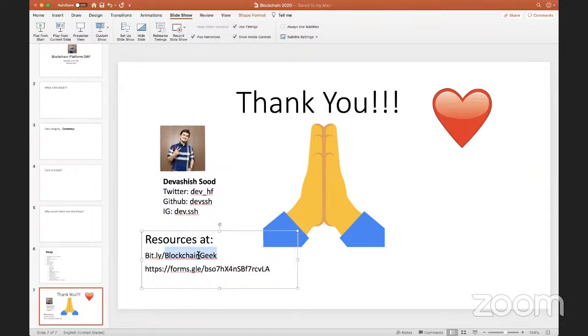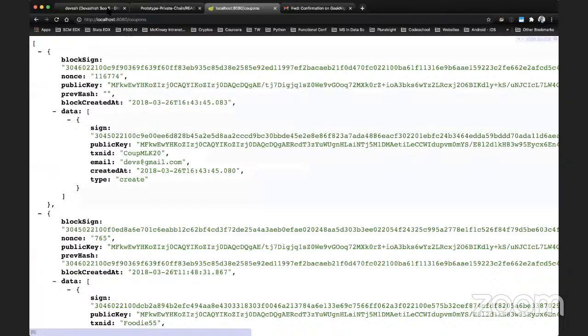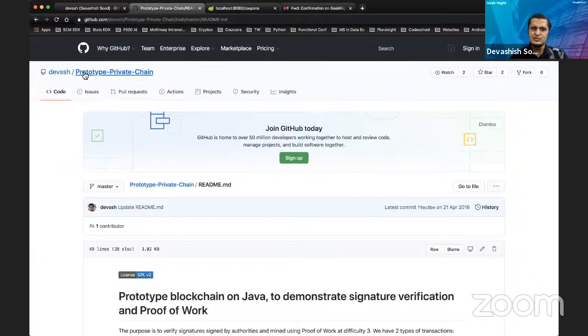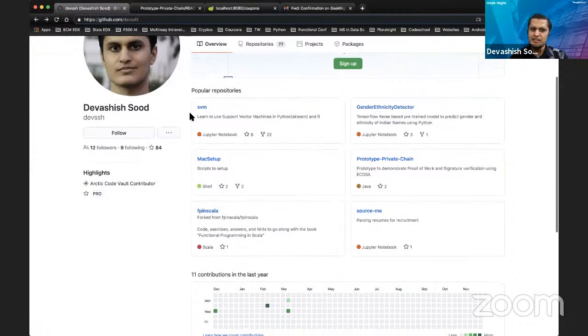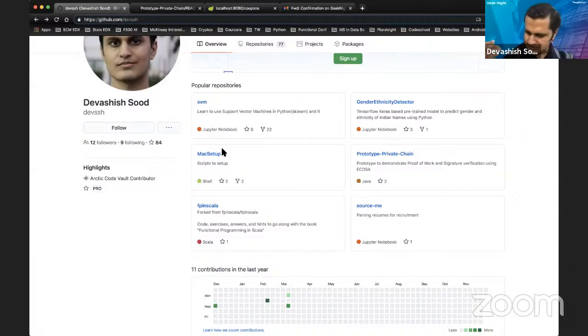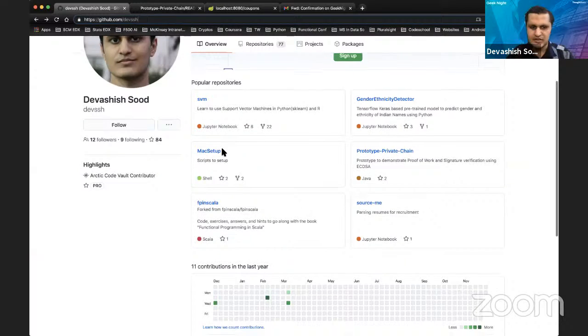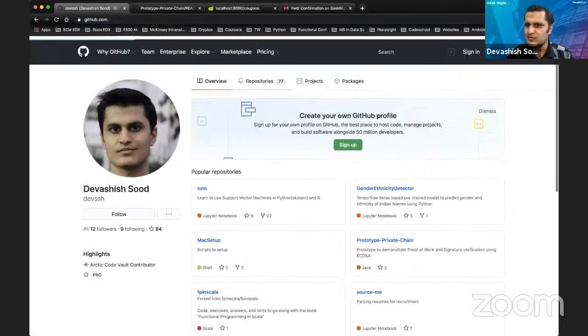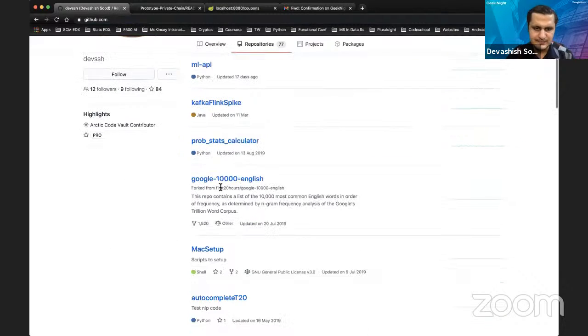Can you also share the GitHub link you have mentioned? Raghu has also asked in the question. Okay. Yes, my GitHub is DEVSSH. There's something known as prototype-private-chain, which is in the same repository. There also, if you search for blockchain, you'll get a React.js front-end app and a back-end JavaScript app. I'm not signed in, right? This is public. All these repositories are public.